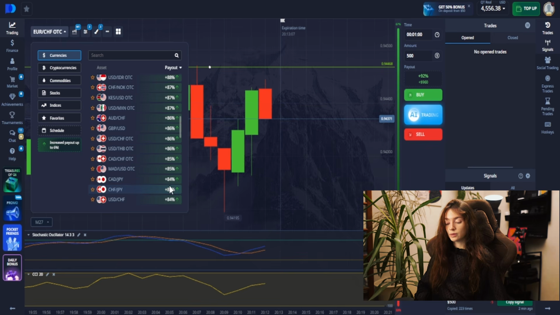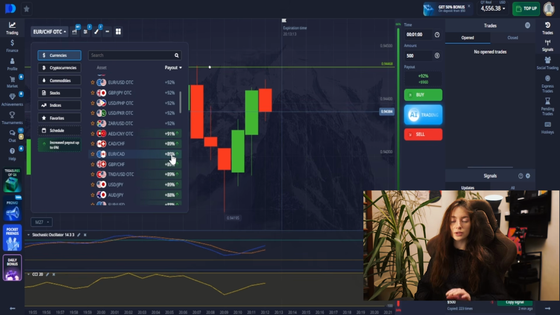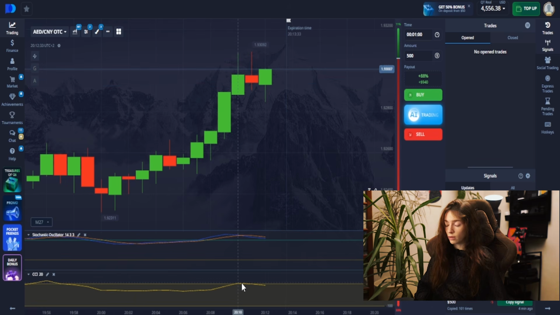Remember, we choose pairs based on these parameters. We don't trade pairs with payout below 80%. We work only with reliable pairs. What do we see here? At one point it crossed plus 100, which tells us the market was overheated.